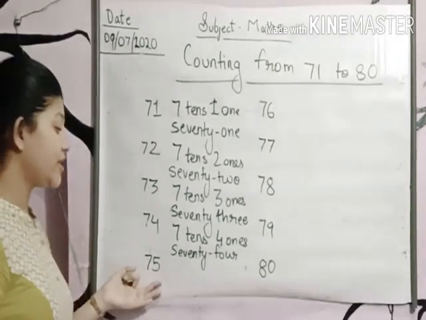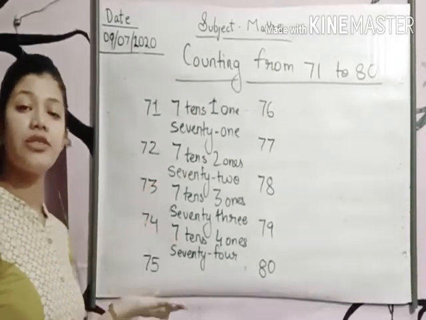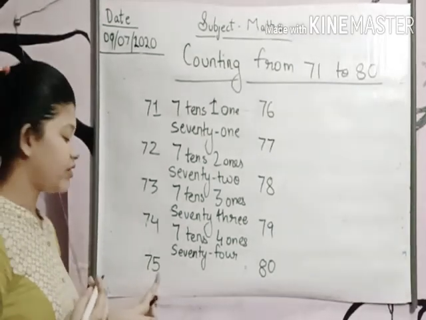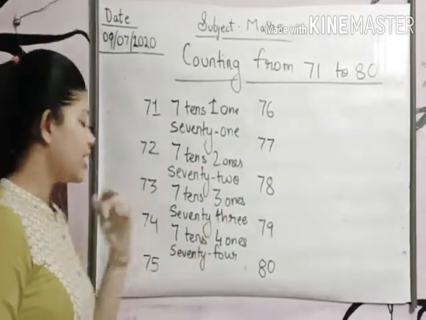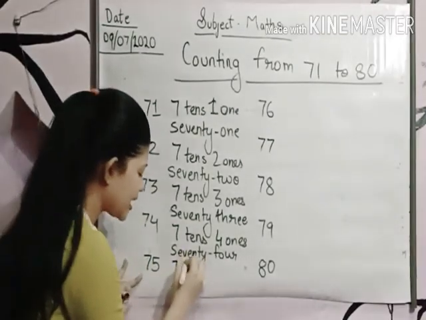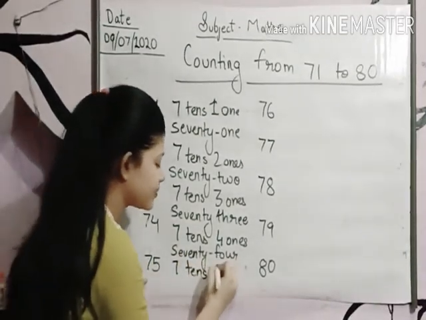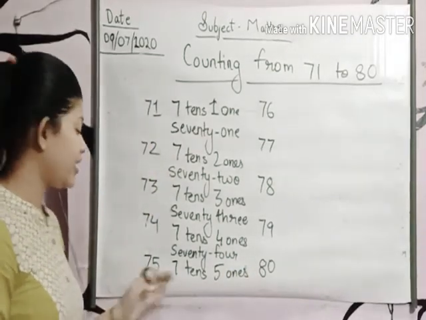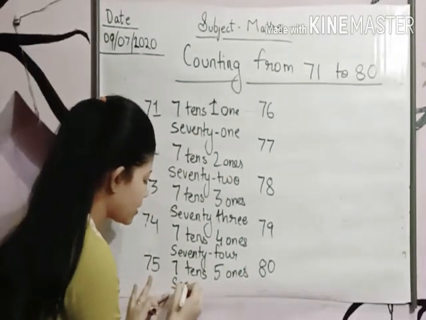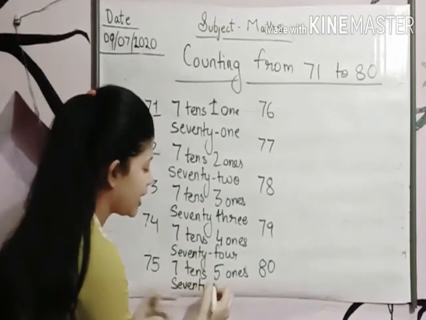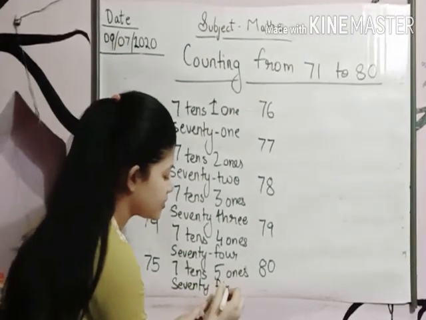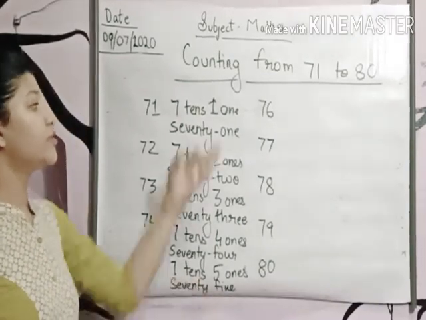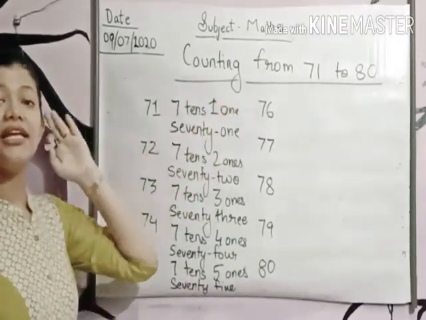In number 75, there will be the same story. 7 will be placed at the tens place and 5 will be placed at the ones place. So what will we write? We will write it as 7 tens and 5 ones. 7 tens means 70 and 5 ones means 5. Clear? Now let's come to the next number, that is 76.